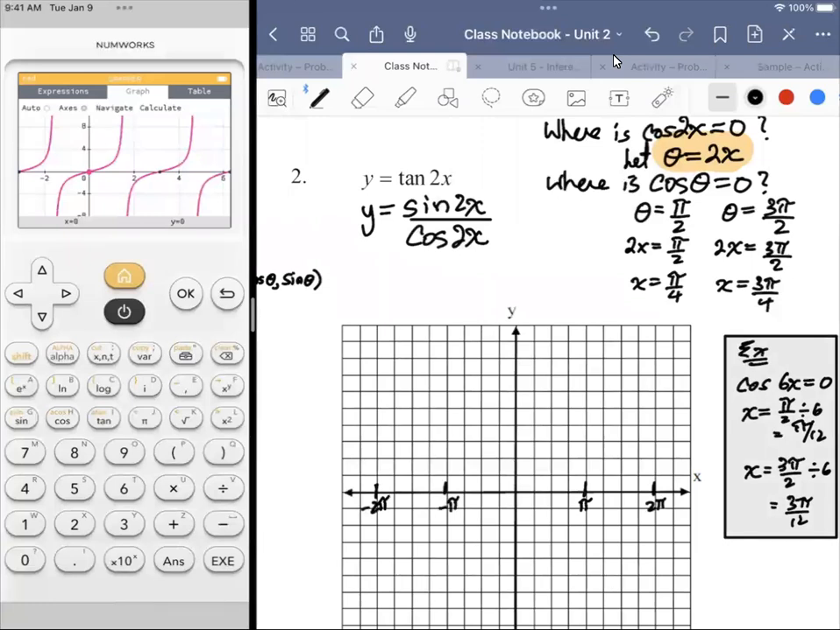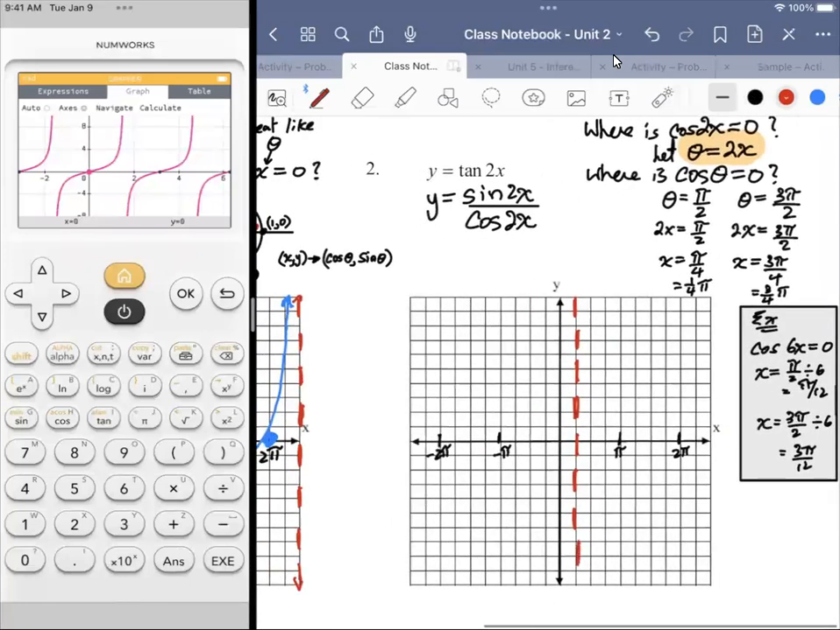Pi over 4 would be a quarter of the way to pi, right? Because remember, pi over 4 is the same as 1/4 of pi. 3 pi over 4 is 3/4 of pi. All right, so if the distance from 0 to pi is 4 units, a quarter of that would be pi over 4. And 3/4 of that, or 3 boxes, would be 3 pi over 4.